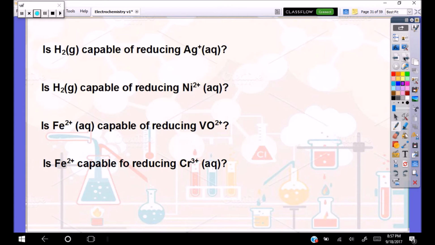Okay. So another set of problems you might have is trying to figure out if one thing is capable of reducing the other. If you look at the reduction potentials in the table, we should be able to figure out the cell potential if these things reacted. I would look up the cell potentials for each first. And remember that you're going to have to switch at least one, and that the result is going to have to be positive when you add them together. So go ahead and try these on your own.